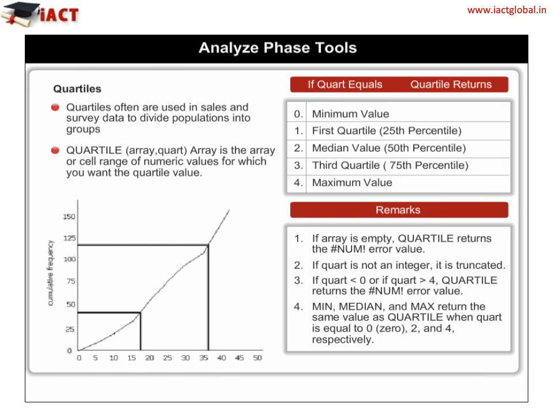If quart equals 3, quartile returns the third quartile or 75th percentile in the array. If quart equals 4, quartile returns the maximum value in the array. If quart is less than 0 or greater than 4, then the function returns an error.